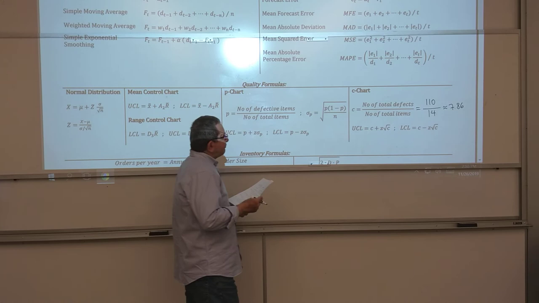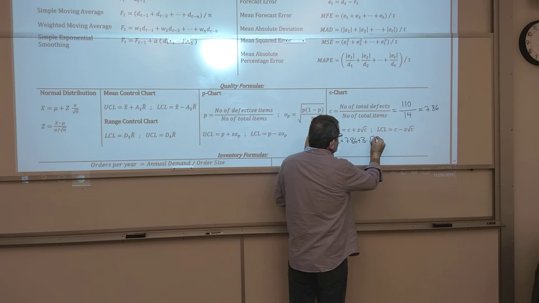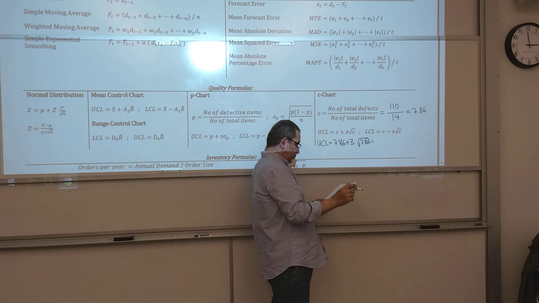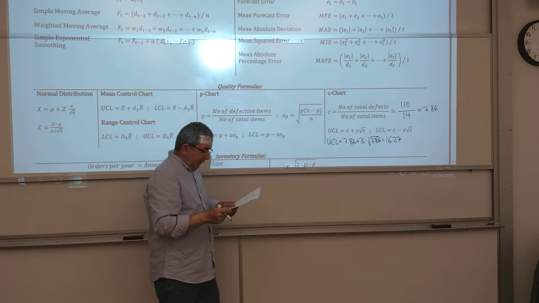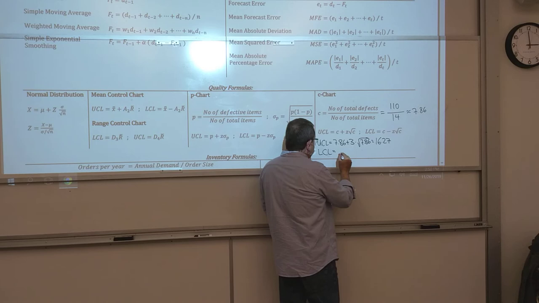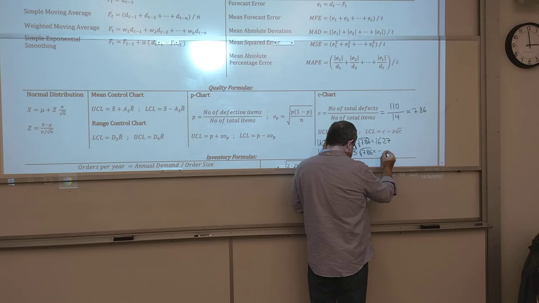So the upper control limit will then be 7.86 plus 3 times square root of 7.86. This is going to be 16.27, upper control limit. Lower control limit, let's calculate that. 7.86 minus 3 times square root of 7.86 equals minus 0.55.